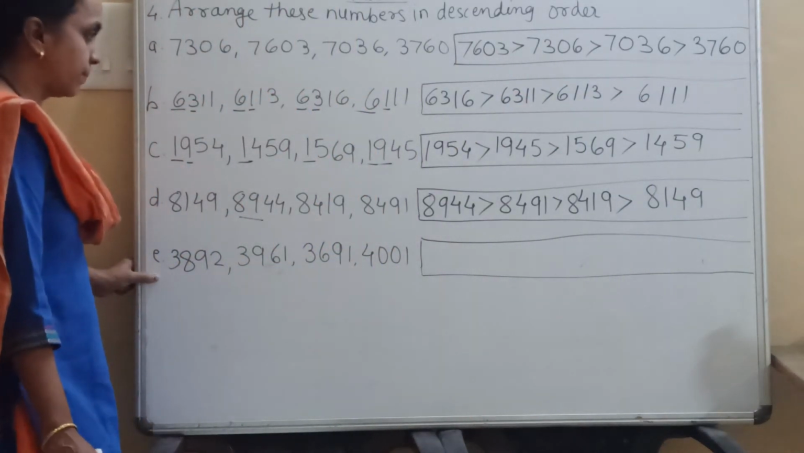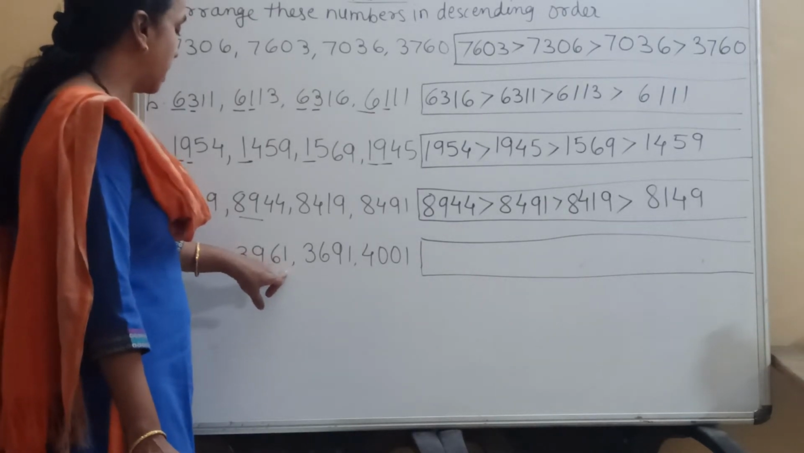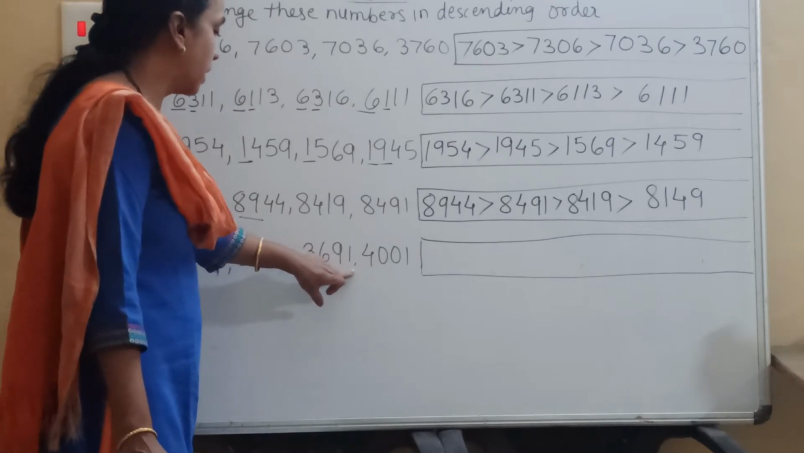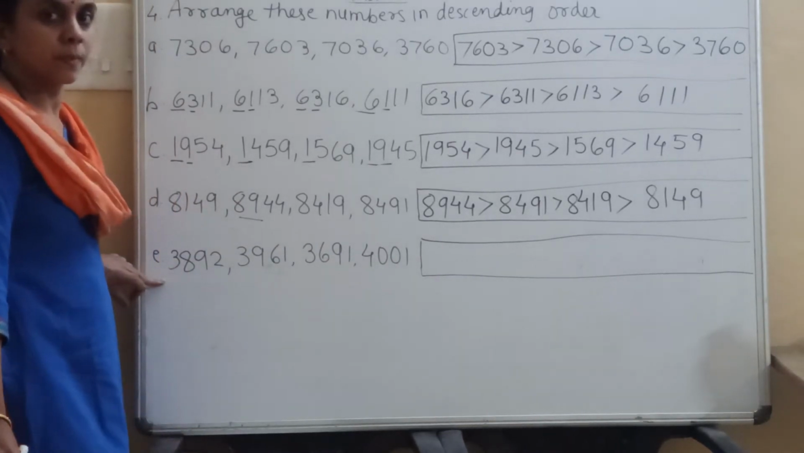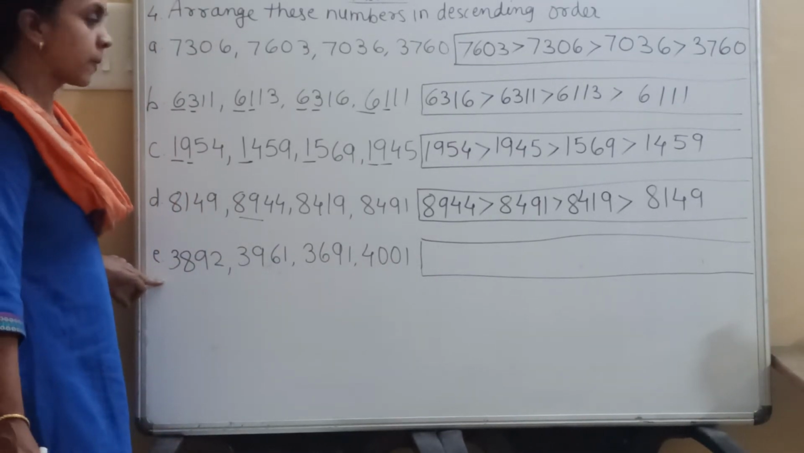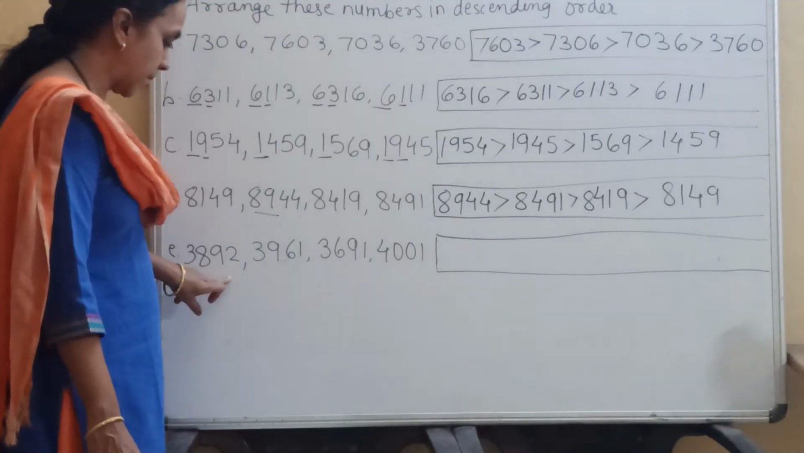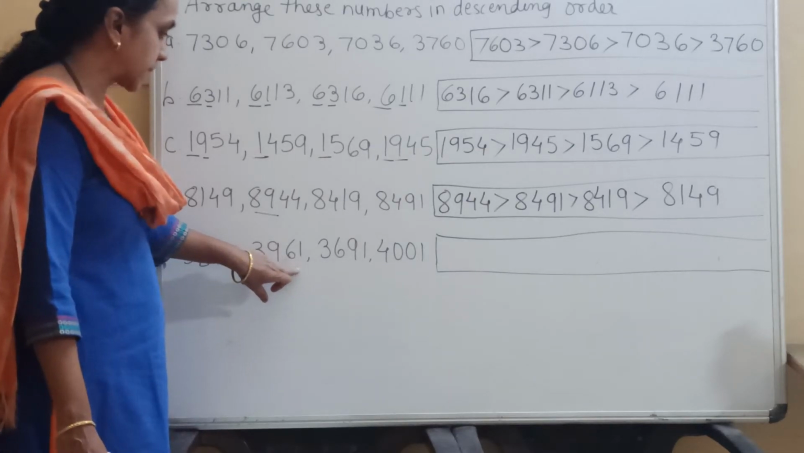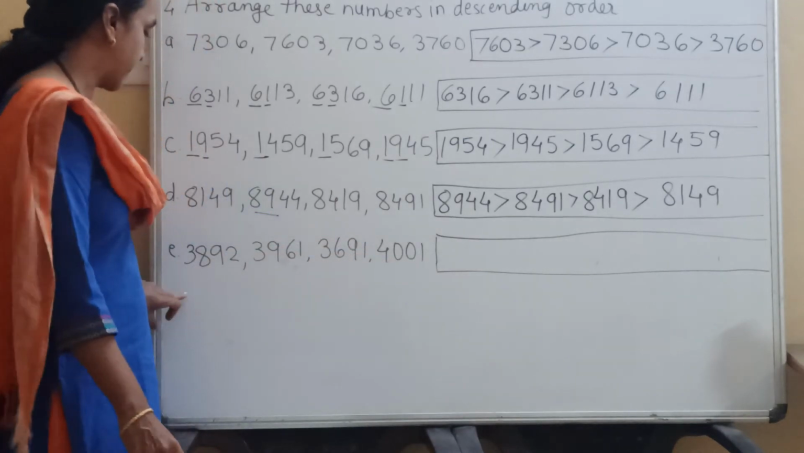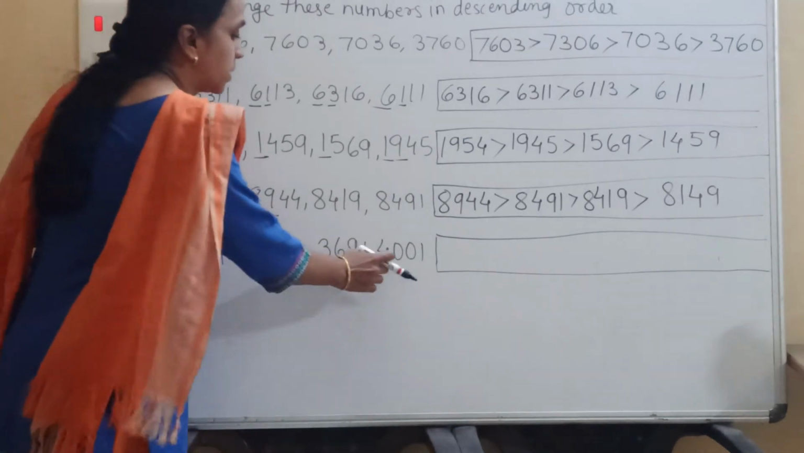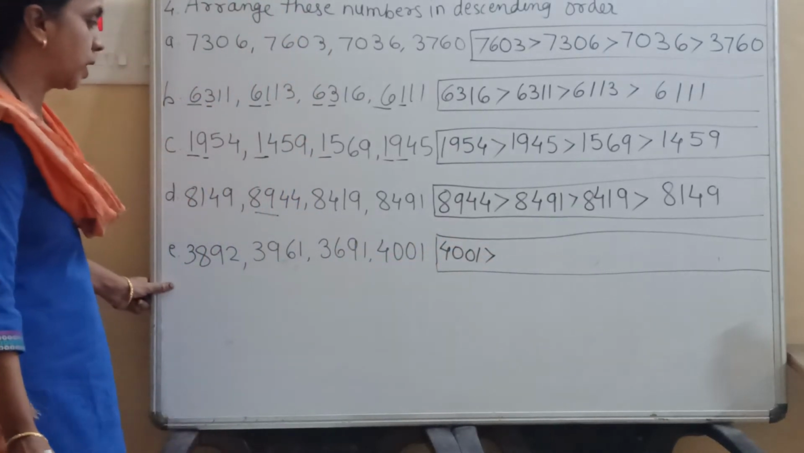Now see the question. 3,892, 3,961, 3,691, 4,001. So we can see here this 4,001 is the bigger number. So you write down this number first.